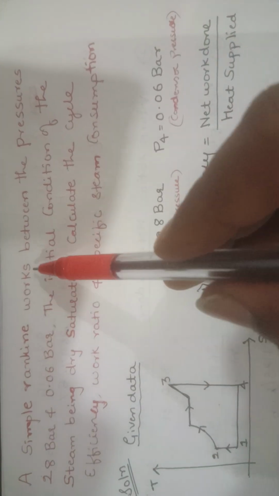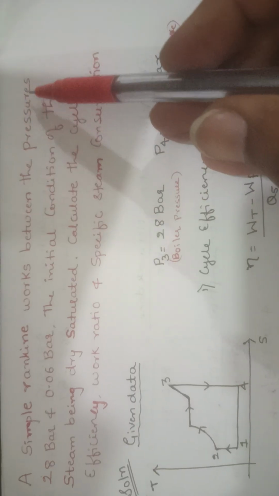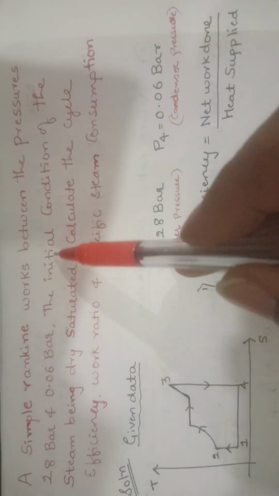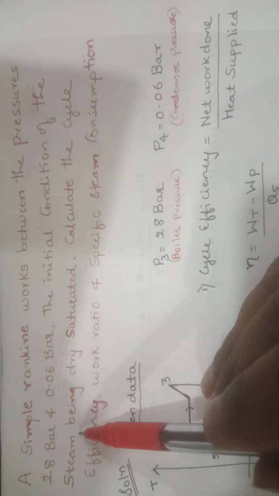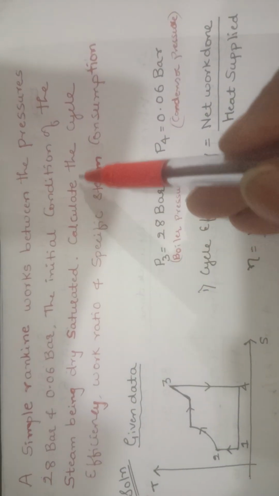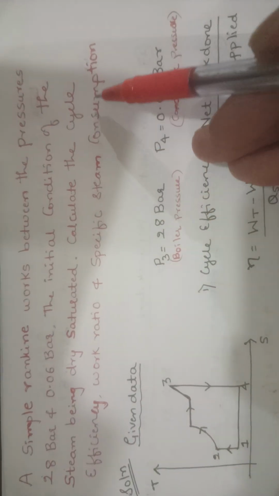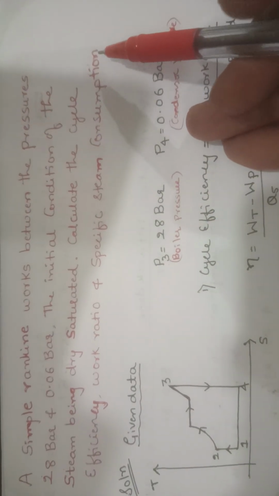A simple Rankine cycle works between the pressures 28 bar and 0.06 bar. The initial condition of the steam is dry saturated. Calculate the cycle efficiency, work ratio and specific steam consumption.